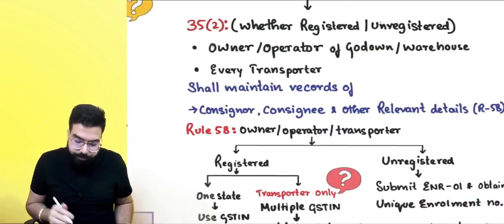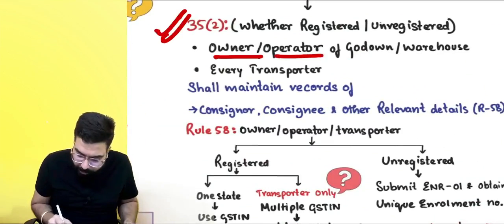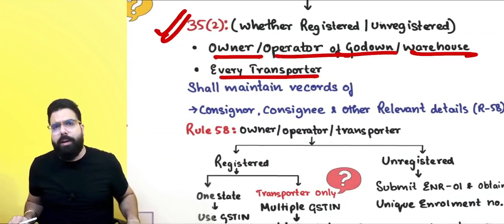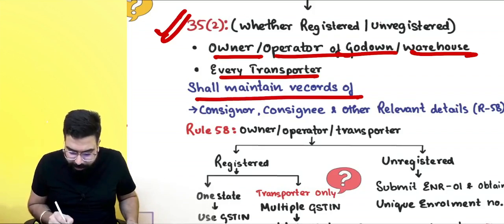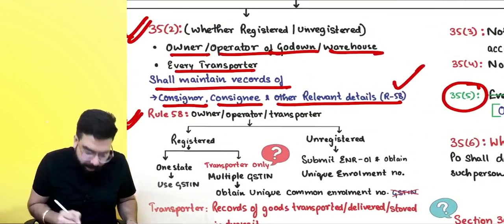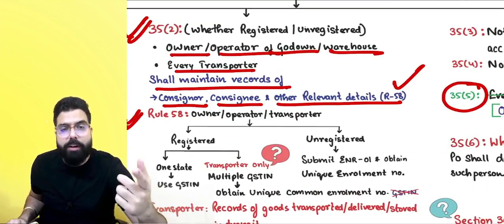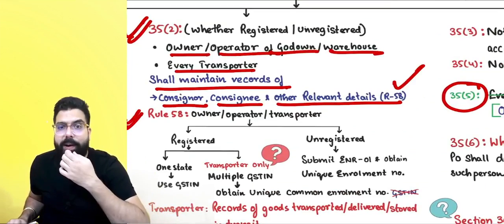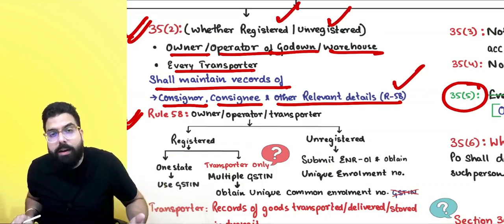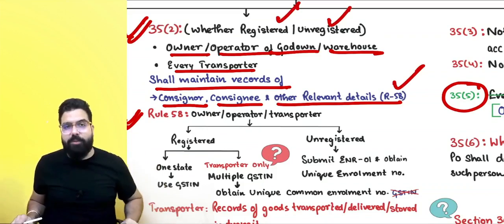Okay, sir. Section number 35.2 says, owner, operator of godown, warehouse, every transporter shall maintain records of consignor, consignee, and such relevant records which is told in rule number 58. So, if owner, operator of godown or warehouse or a transporter is registered, then also he has to maintain. If he is unregistered, then he will have to take enrollment under GST by filing ENR 01, and then he will have to maintain.